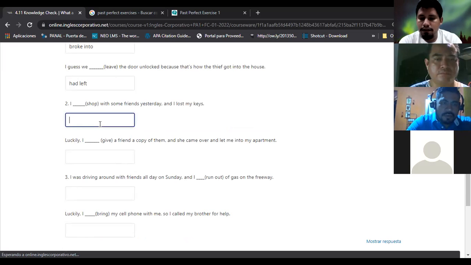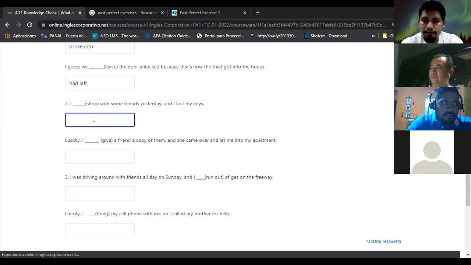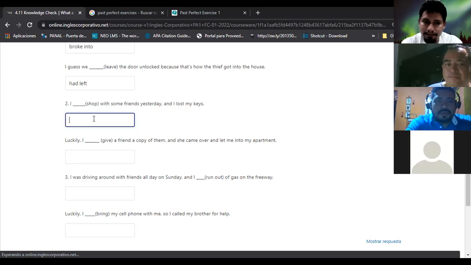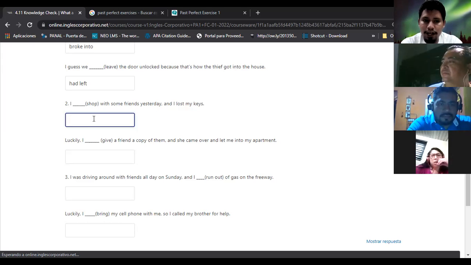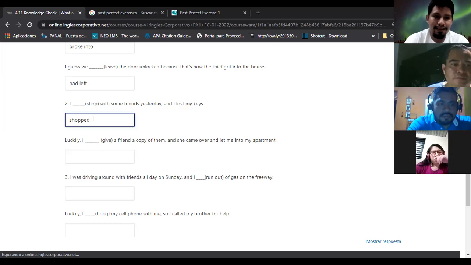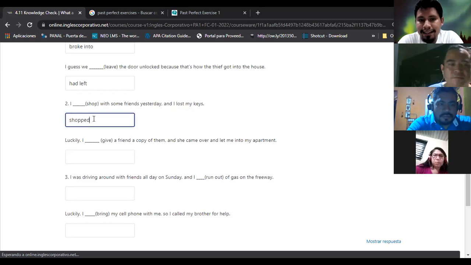In this case, what do we have for this blank space? We have the word shop. You don't know? No, teacher. Okay, you don't know. So in this case, it has to be shop in past. I think it's in this way. Okay. With some friends yesterday, and I lost my keys.